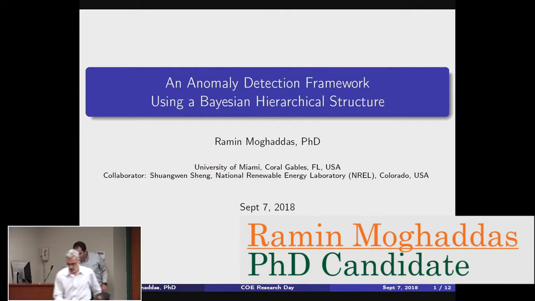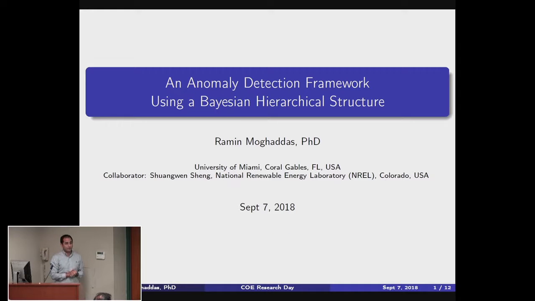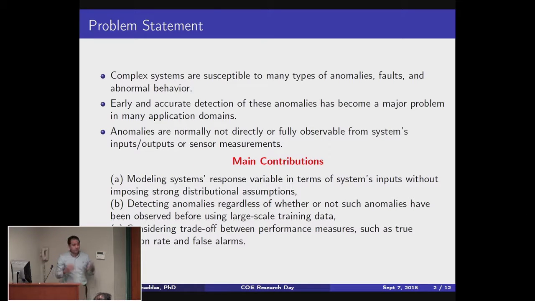Hi everyone, so I'm going to talk about a small collaborative project with NREL. The project is anomaly detection using a Bayesian hierarchical structure for wind turbines. As you know, most mechanical systems are subject to different types of anomalies and abnormal behavior, and the idea is being able to use sensor measurements to detect these anomalies, because it's impossible to just look at the system and say if the system is working under normal conditions or not.